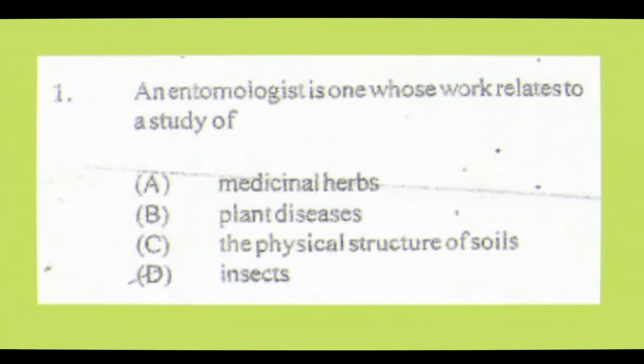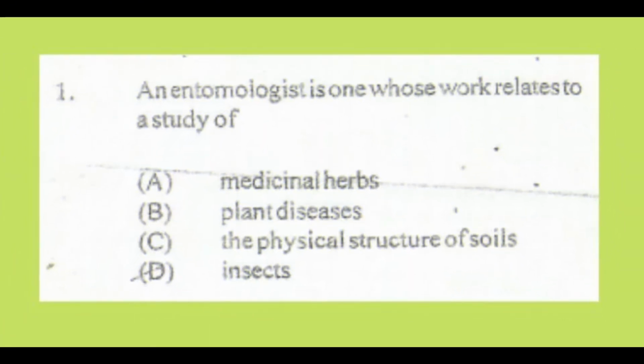Question number 1. An entomologist is one whose work relates to a study of A. Medicinal herbs, B. Plant diseases, C. The physical structure of soils, D. Insects. Now the best answer is D. Insects.